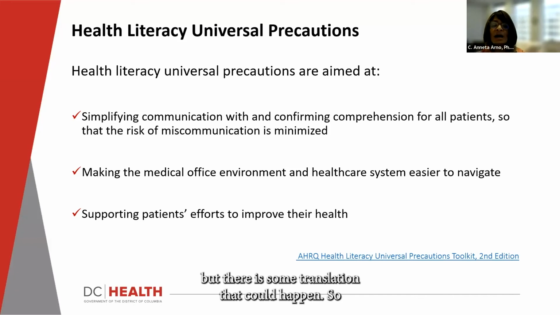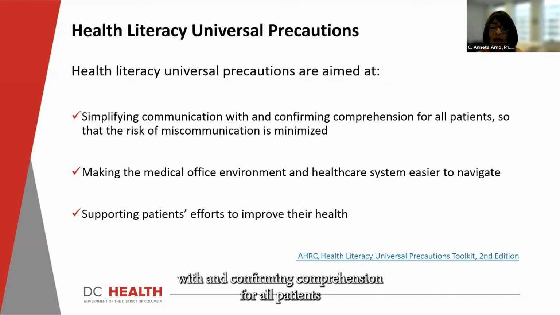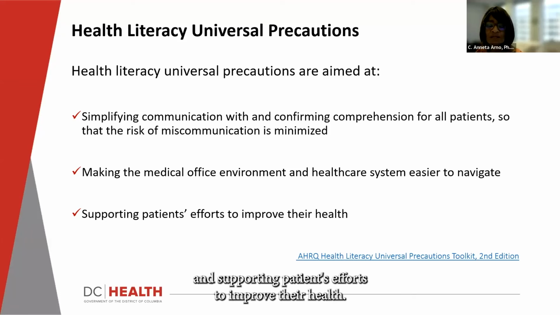So health literacy universal precautions are aimed at simplifying communications with, and confirming comprehension for, all patients so that the risk of miscommunication is minimized, making medical office environments and healthcare systems easier to navigate, and supporting patients' efforts to improve their health.